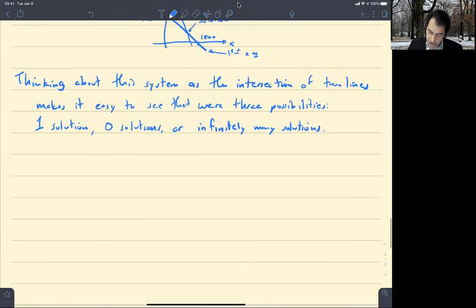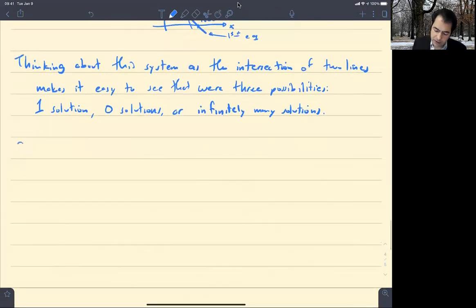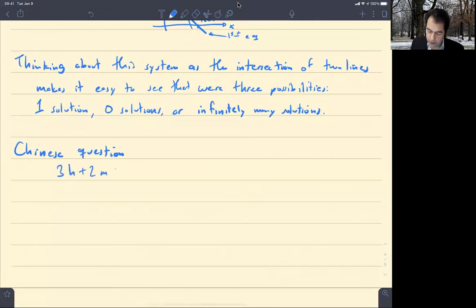Okay, so that's the Babylonian question. Next, let's take a look at the Chinese question. Right, so this one we had already written as a system. So we have 3h plus 2m plus l is 39, 2h plus 3m plus l is 34, and h plus 2m plus 3l is 26.